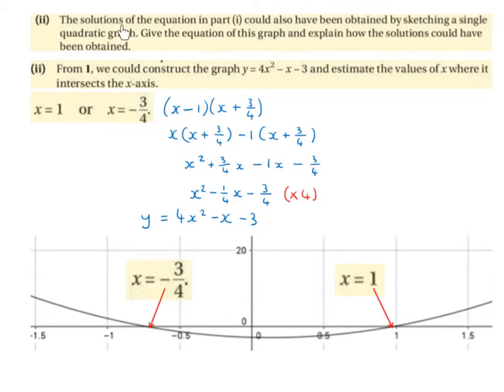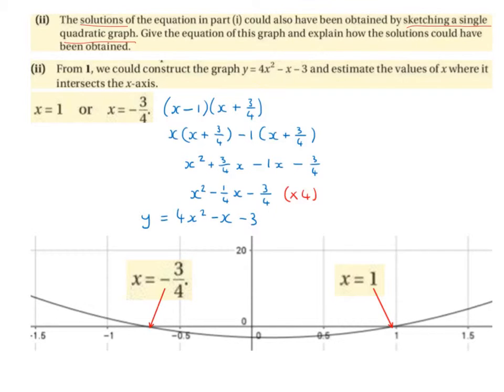Part 2. The solutions of the equation in Part 1 could also have been obtained by sketching a single quadratic graph. Give the equation of this graph and explain how the solutions could have been obtained. So from 1, we could construct the graph y equals 4x squared minus x minus 3 and estimate the values of x where it intersects the x-axis.